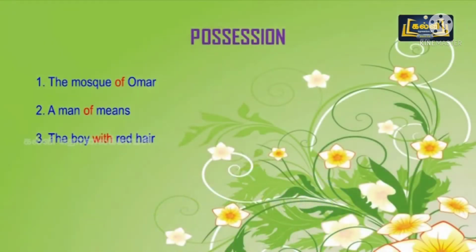Next comes the examples for possession. The mask of Omar, a man of means. Third one, the boy with red hair. Here, of and with are the prepositions.